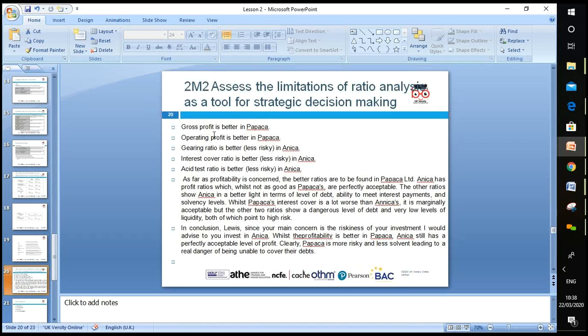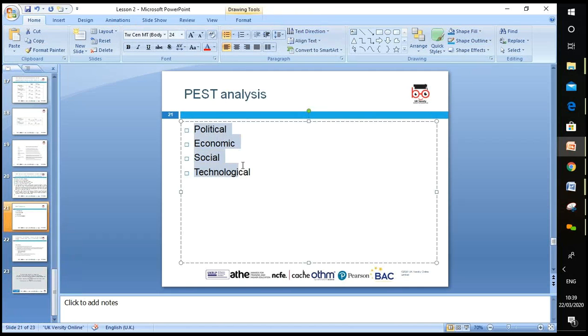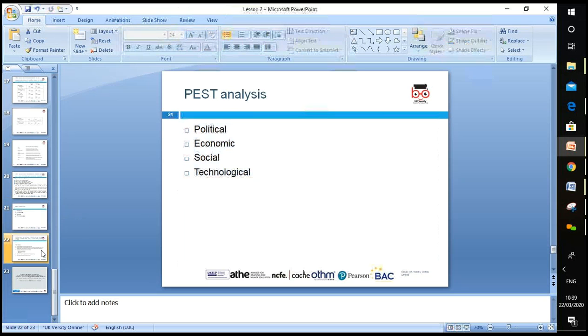We can draw the conclusion. Gross profit is better in Papica, operating profit is better in Papica, gearing ratio is better and less risky in Anika, and then we can make the decision. But the decision can't be based just on this. We need to look at other factors, like we discussed: political, economic and social factors towards these companies. These factors affect them in the future moving forward, because we're looking for future return. So that's why it's quite crucial.